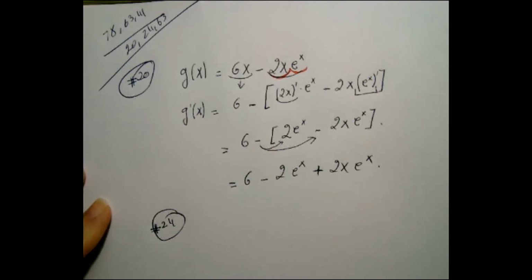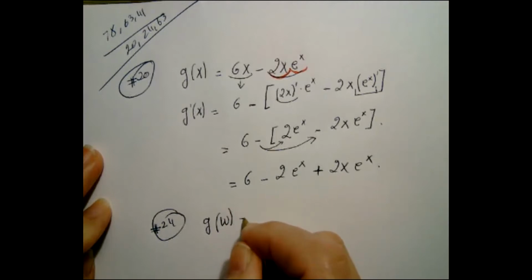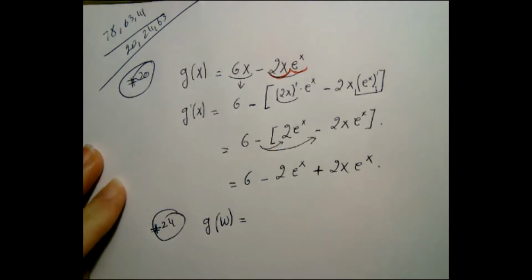Professor, I have a question. Please go ahead. For number 20, the answer, it doesn't matter if we put 6 plus 2x e to the power of x minus 2e^x, or? No, it doesn't matter. Okay. It doesn't matter, absolutely not.